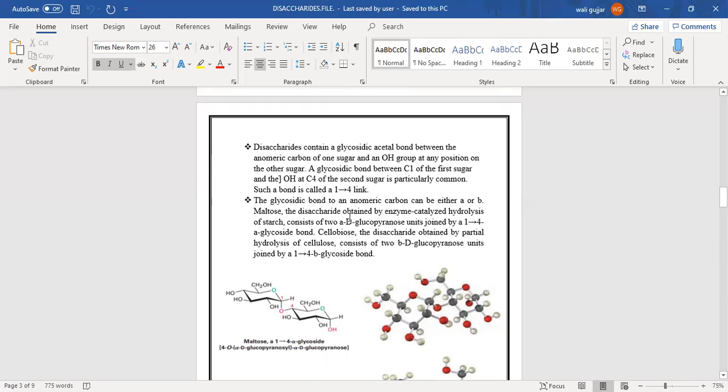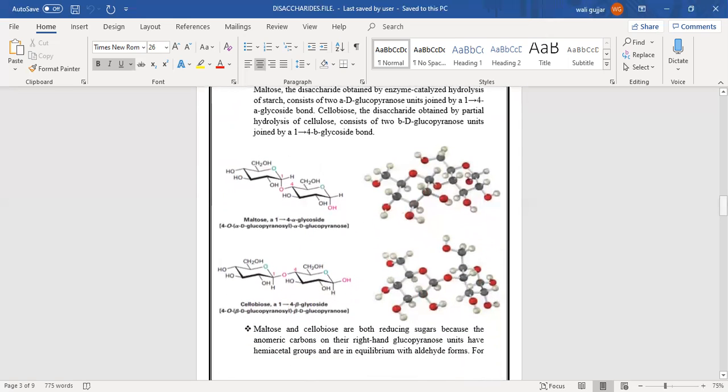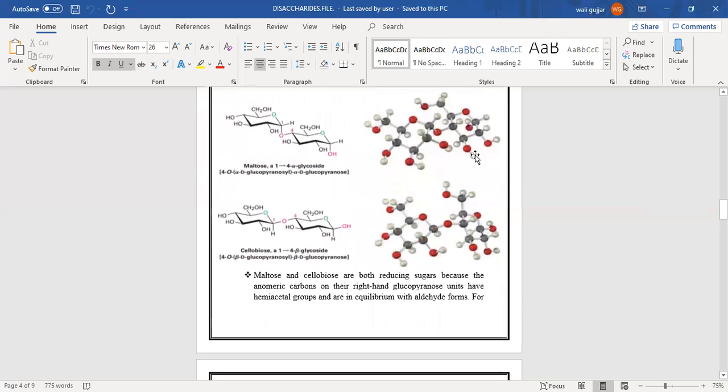Maltose, the disaccharide obtained by enzyme-catalyzed hydrolysis of starch, consists of two alpha-D-glucopyranose units joined by a 1,4-alpha-glycoside bond. Cellobiose, the disaccharide obtained by partial hydrolysis of cellulose, consists of two beta-D-glucopyranose units joined by a 1,4-beta-glycoside bond. Their structures are given. This is the alpha 1,4 glycoside, and this is the beta glycoside. This is maltose and this is cellobiose.